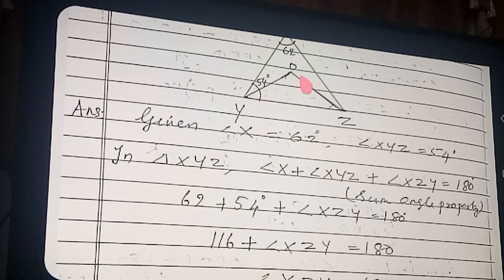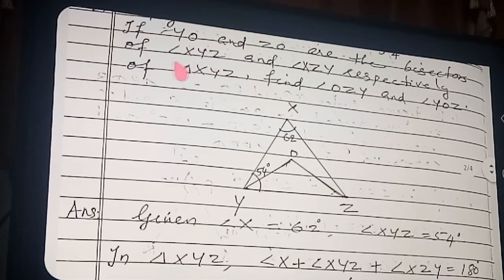What about YO? YO is the bisector of which angle? Angle XYZ. See the point? YO is the bisector of angle XYZ. It is already given in your question. What is the meaning of bisector? Bisector means these both angles are equal. Bisecting is dividing into two equal parts. That we are calling bisecting.